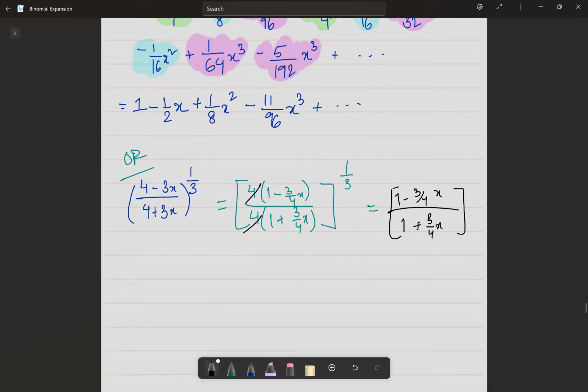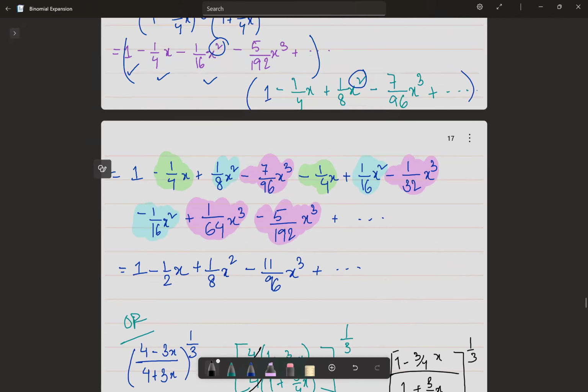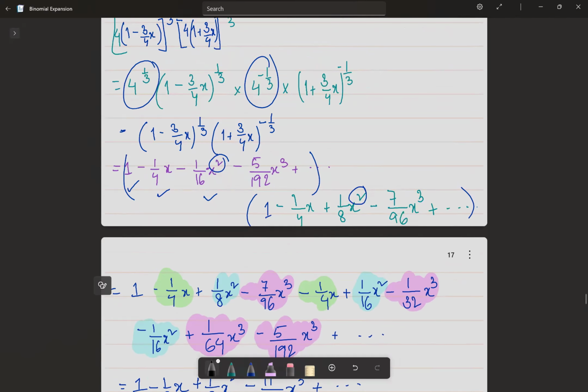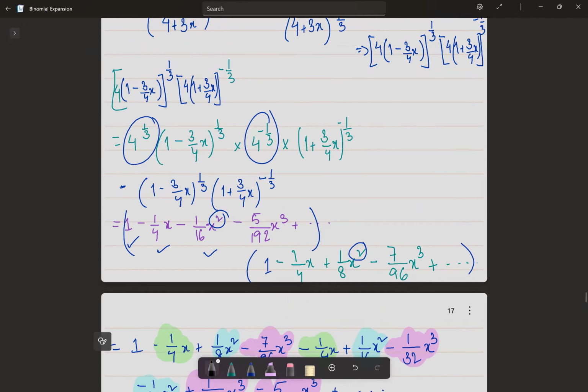And you will have a 1 by 3 over it. So now you can simply write this as (1 minus 3 by 4x) to the power of 1 by 3, (1 plus 3 by 4x) to the power of negative 1 by 3. It depends on you which method you want to follow, because this is exactly similar to the step that we got in here. So whichever method you want to follow, you can follow, and in both of these cases, you are going to end up with the same answer.